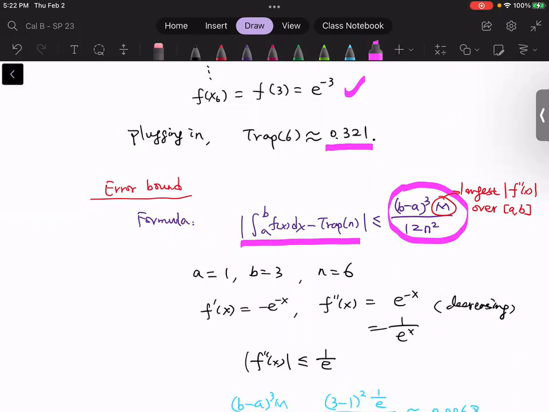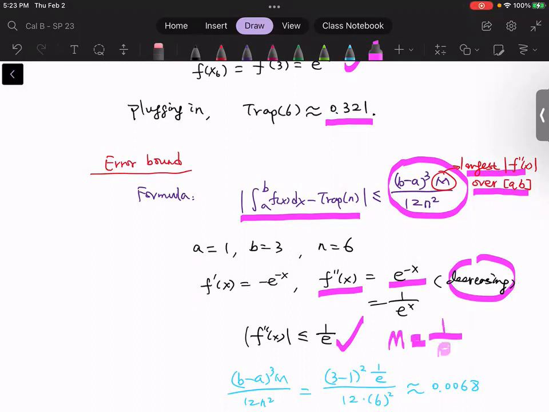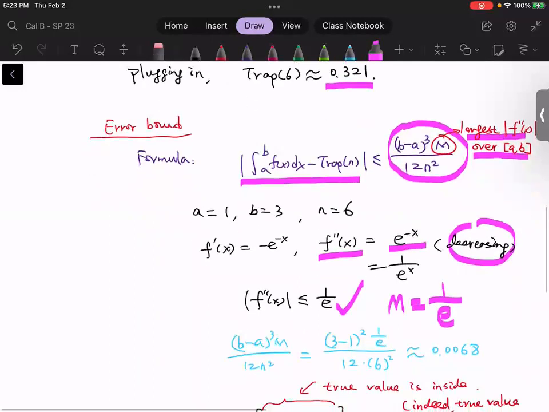This is actually the largest second order derivative over the interval a to b. Notice that we take the absolute value of the second order derivative. Because f(x) equals e to the negative x, we can easily calculate the second order derivative. This is still e to the negative x, or 1/e to the x. This is a decreasing function, then we can easily obtain the upper bound 1/e. So we could choose this M to be 1/e. Now plugging in, the right hand side will give us a number about 0.0068.